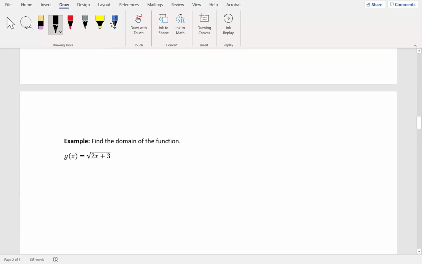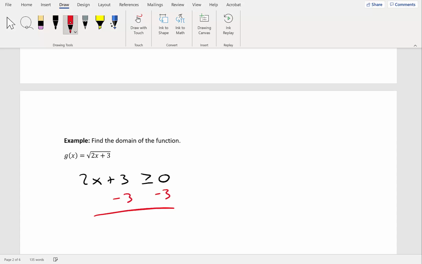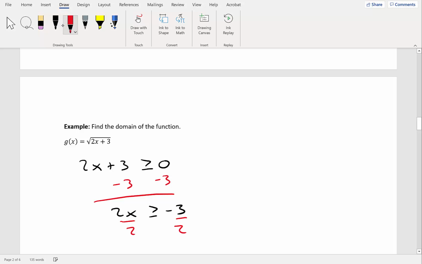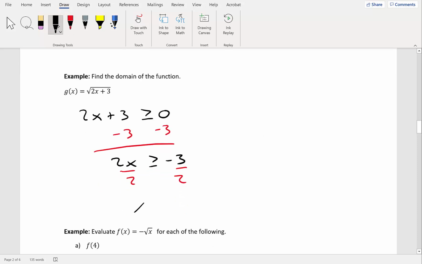Next problem. Find the domain of the function. Now we have g of x is equal to square root of 2x plus 3. We want to make sure that our radicand is non-negative. So take the radicand, which is 2x plus 3, and set this greater than or equal to 0. Now solve for x. Let's subtract 3 from both sides. We get 2x is greater than or equal to negative 3. Next step, divide by 2. We get x has to be greater than or equal to negative 3 halves. In interval notation, we'll have a bracket going from negative 3 halves all the way to infinity.